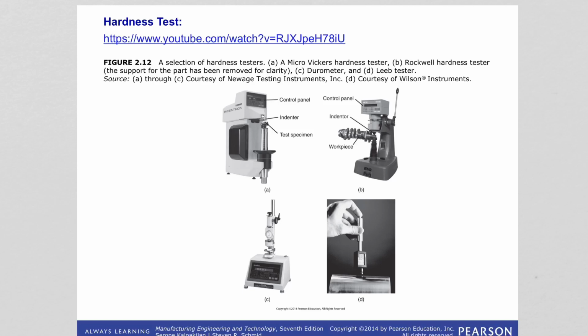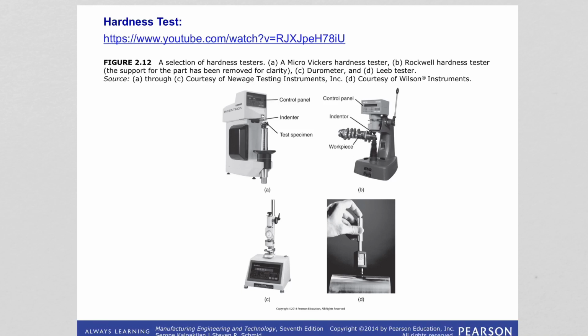So what is hardness and the hardness test? How do we measure hardness? Hardness is known as the resistance to permanent indentation, and it is directly related to the strength of the material. And several test techniques have been developed to measure the hardness values of materials.